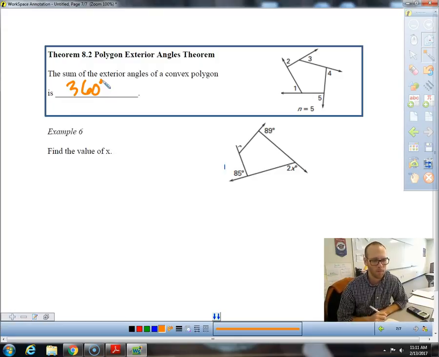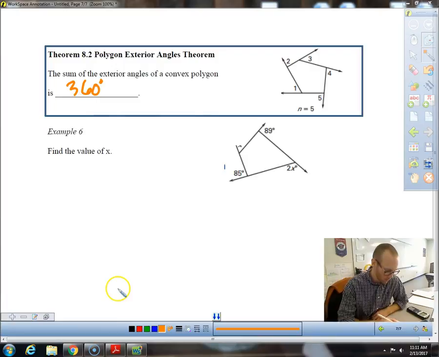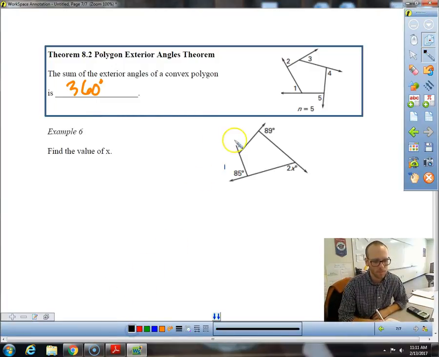Pretty simple here. So if I want to find the value of x on this one, and it looks like this got cut off a little bit. I believe that is an x right here as well. Okay, sorry, that didn't show up very well in your notes.